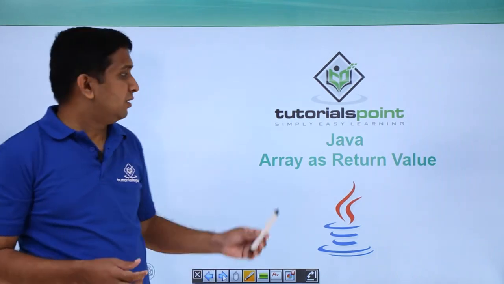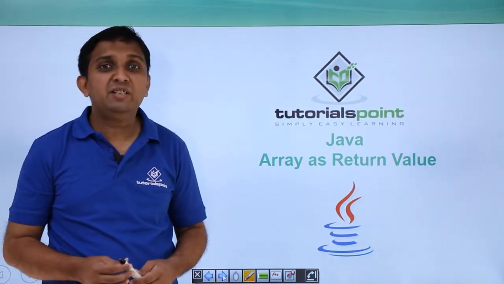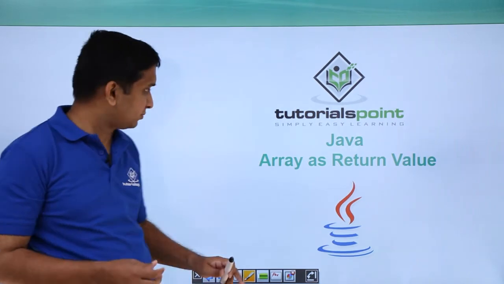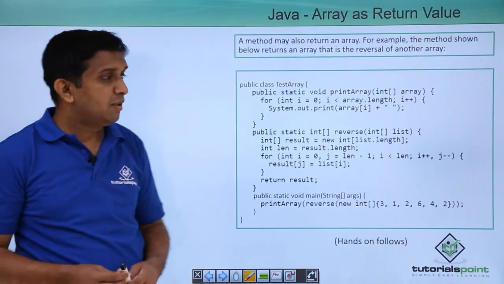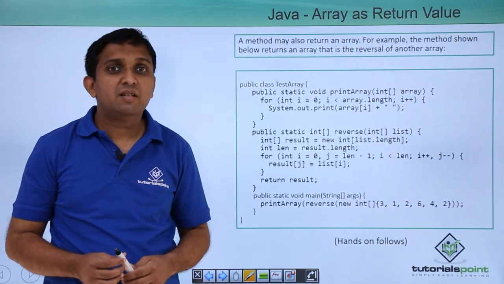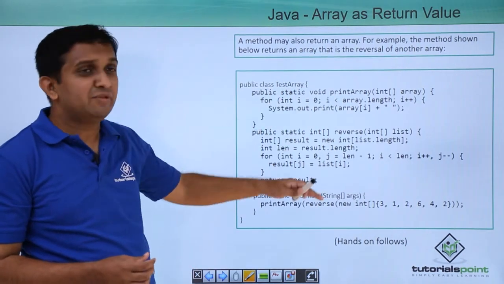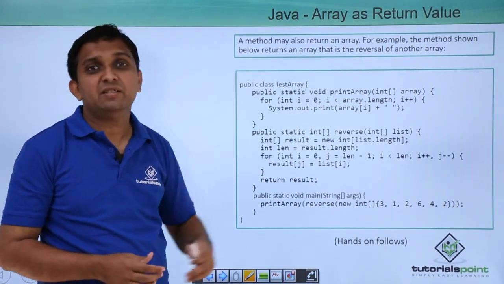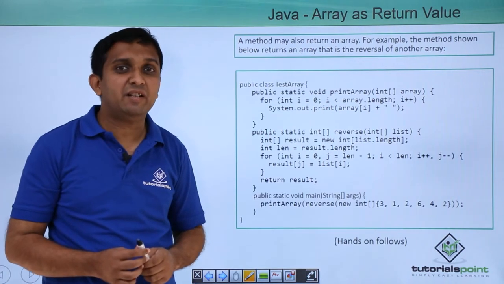Hi all, in this video we will see how to return an array from a method. The example is shown here. Here there are methods which are implemented. One method is printArray. The job of the printArray method is to print the array.